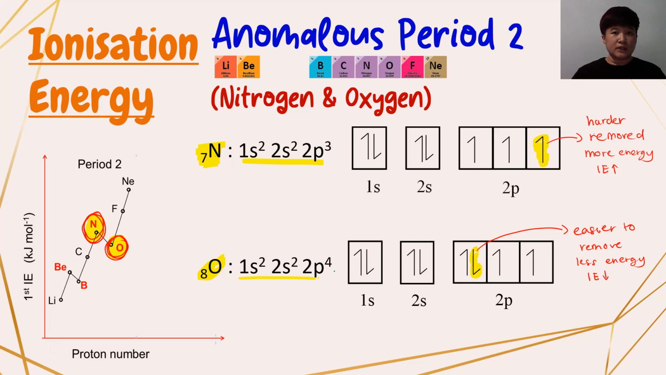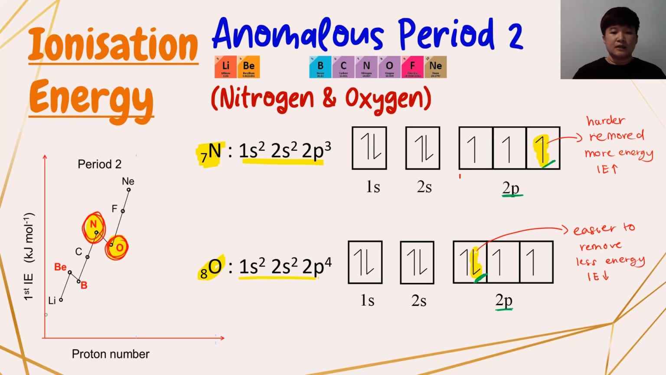The question over here is why it works that way. Why is it harder to remove this electron in nitrogen than this electron in oxygen? Both of them are located in 2p. If you realize, both of the electrons are located in the 2p. Since both are in the 2p, we cannot mention distance because their distance from the nucleus will be the same. Both are in the 2p.